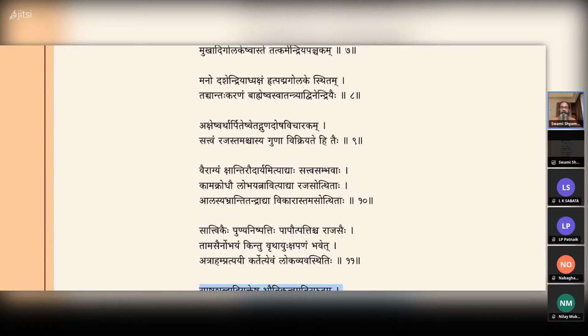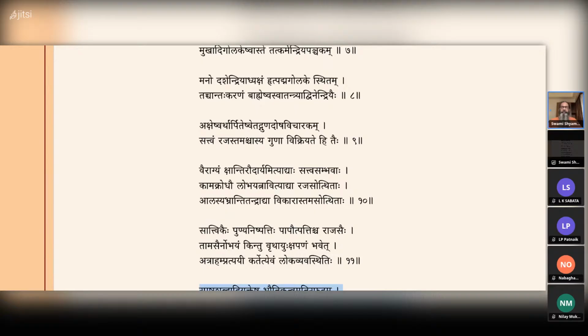Mano dasendriya dhakshyam. And where is it located? Hrit Padma Goloke Sthitam. Is the mind actually located in your heart center, physically speaking? No. This is very, very symbolic. Hrit Padma Goloke, the lotus of the heart is kind of compared to the lotus. Goloke Sthitam, it is located in the heart center of the person. Why is it so located? Because it's extremely subtle, doesn't have a physical entity, and therefore, one way to say that it's in the center of your being, they say Hrit Padma Goloke Sthitam.